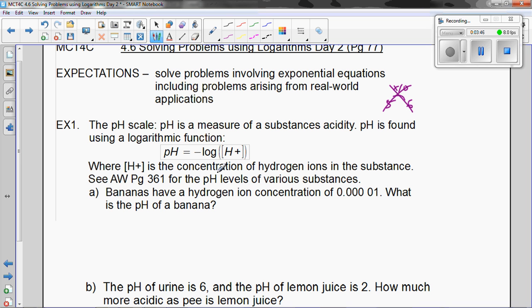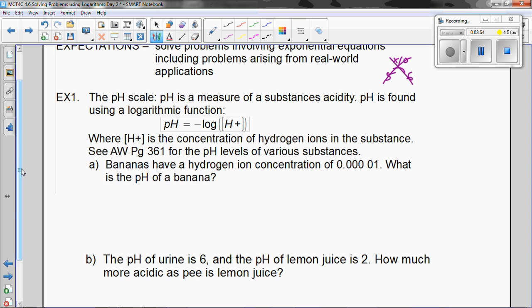And so when we compare substances like we will in B, we're actually comparing two substances that are quite a bit different in pH. Bananas have a hydrogen ion concentration of that, and I don't know how you measure that. You're going to have to ask Miss Hillary. I know very little about chemistry, but I do know stuff about logs, so I can calculate it. I wouldn't know how to measure the hydrogen ion concentration, but I do know that the hydrogen ion concentration is that number there, and then you clunk that into a calculator.